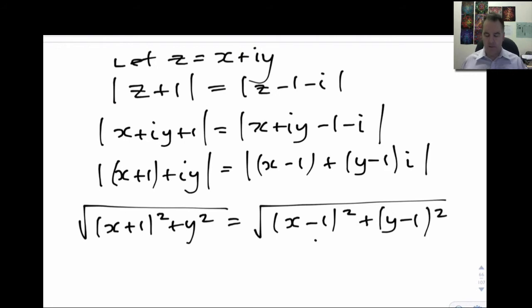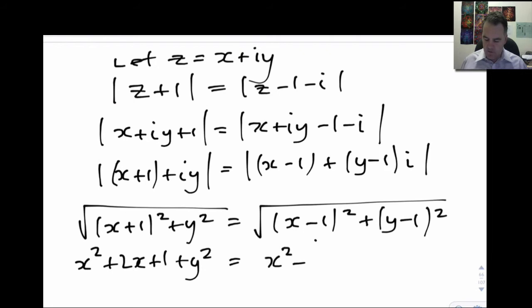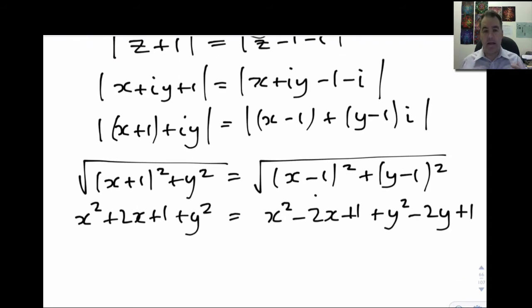If we square both sides, we can get rid of those square root signs, and then I can square out the brackets. Over here I get x squared plus 2x plus 1 plus y squared. On the right-hand side, x squared minus 2x plus 1 plus y squared minus 2y plus 1. Remember, this is algebraically showing what the equation of that locus is going to be. So let's do a bit of cancelling here. We've got x squared on both sides, so they're going to cancel out. We've got y squared on both sides, so they're going to cancel out.